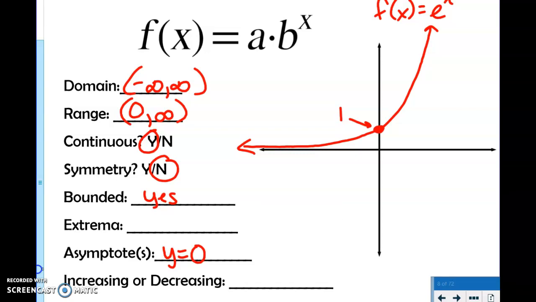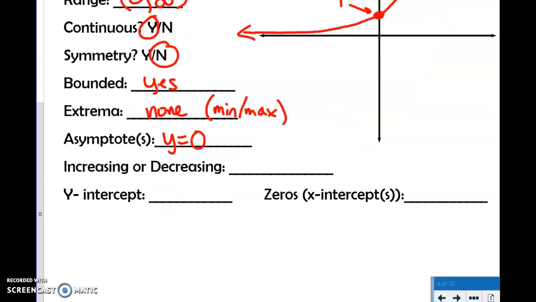And extrema is there's actually none. That means max or min. Even though it's kind of bottoming out at 0, it's never going to cross it. And it's certainly going to go up forever. So we say there's no maxes and no mins. I'm going to put this here because I think some of you guys still don't know what extrema means. It's okay. All right, so increasing or decreasing, the parent function is increasing on its entire domain.